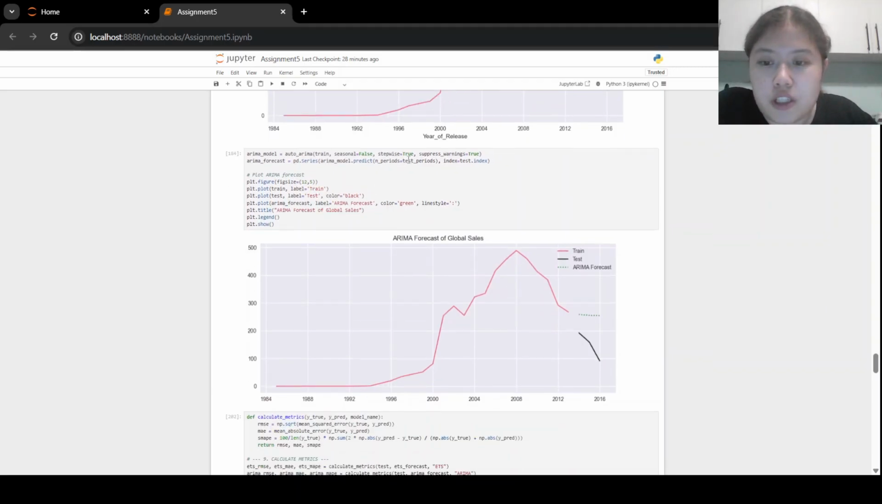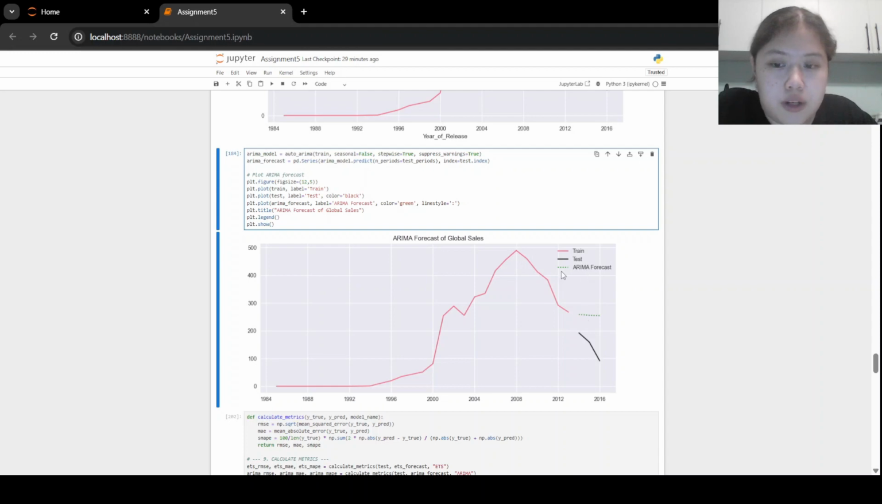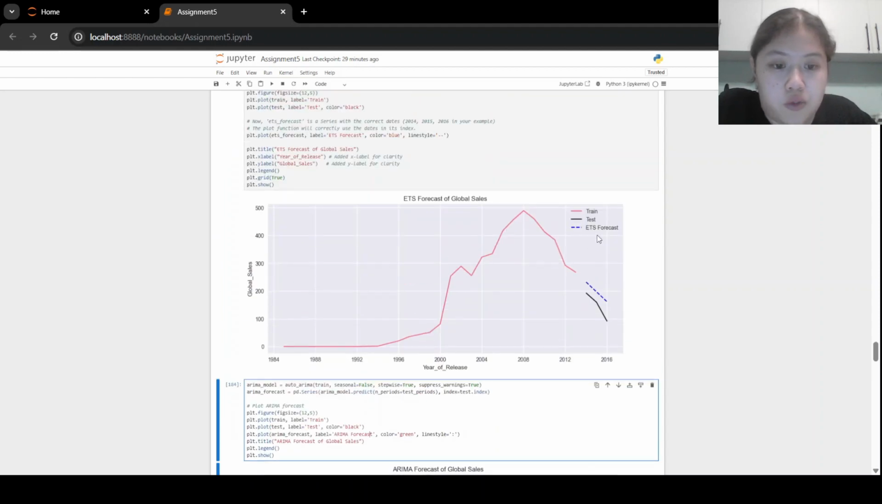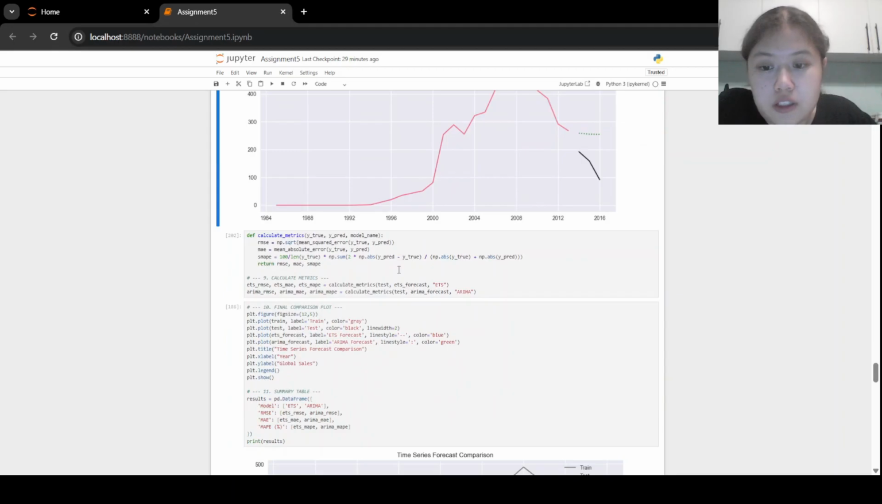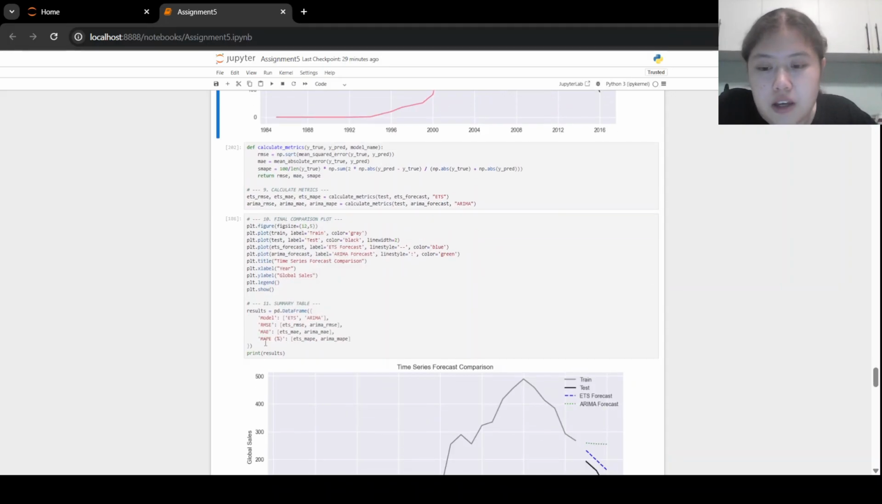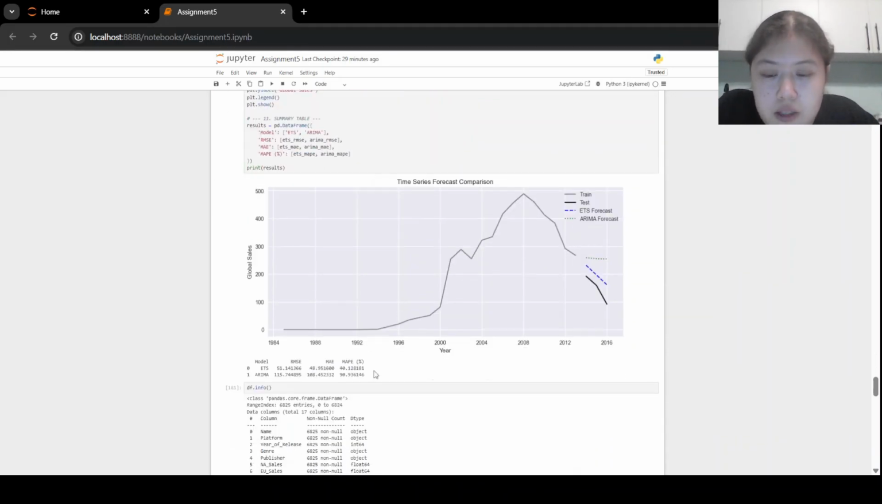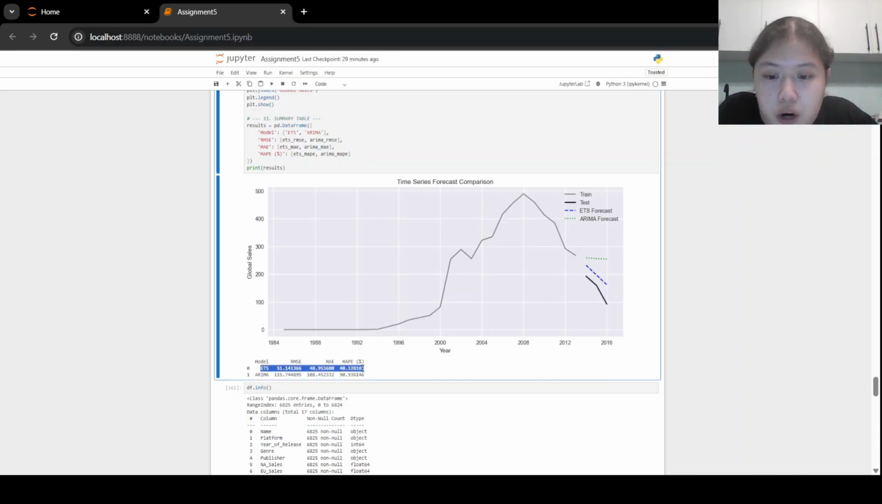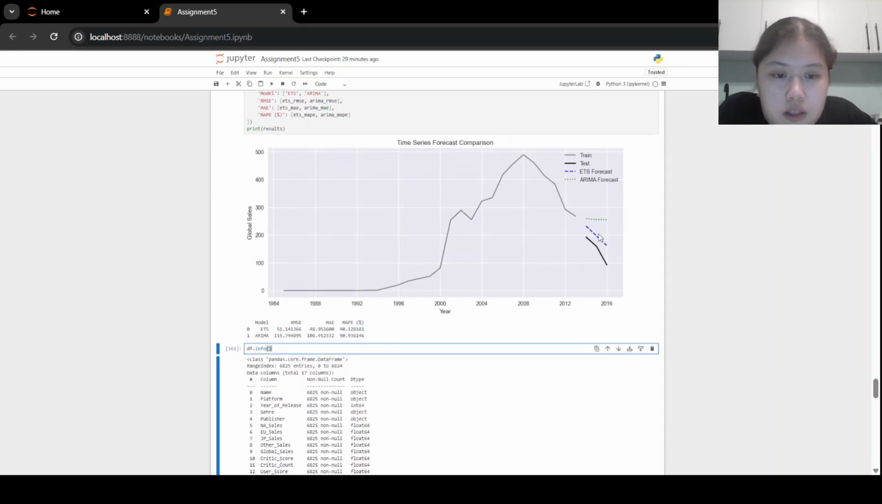And as for ARIMA, we just use the auto ARIMA function, and we can see that auto ARIMA is not as accurate as the ETS forecast. And we are calculating the metrics to see how wrong they were, like RMSE, MAE, MAPE. And basically we are seeing ETS is far more accurate than the ARIMA, and around 40% of the time it's wrong. And side by side, as you can see here.